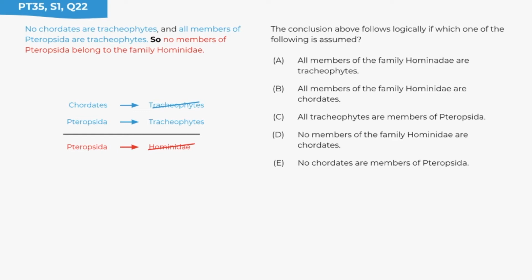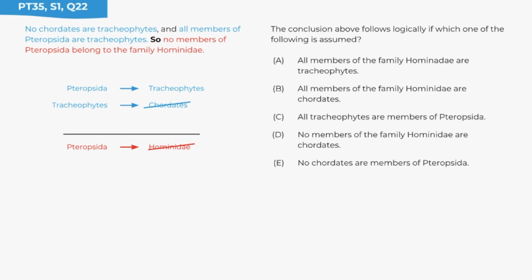So the contrapositive of the first premise is that if something is a tracheophyte, then it's not a chordate. And then if we reorganize the premises, we take that second premise and push it up above, it'll help us better see the link or the chain of reasoning here. So if something is a Pteropsida, then it's a tracheophyte. And if it's a tracheophyte, then it's not a chordate.